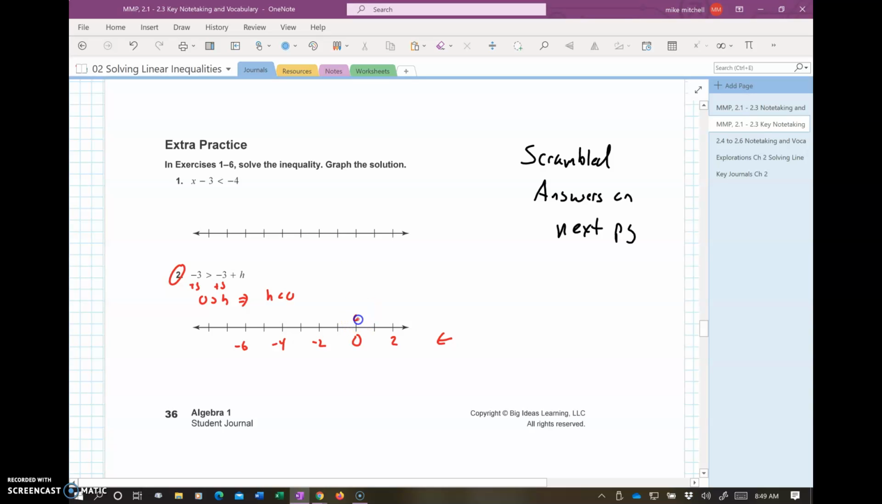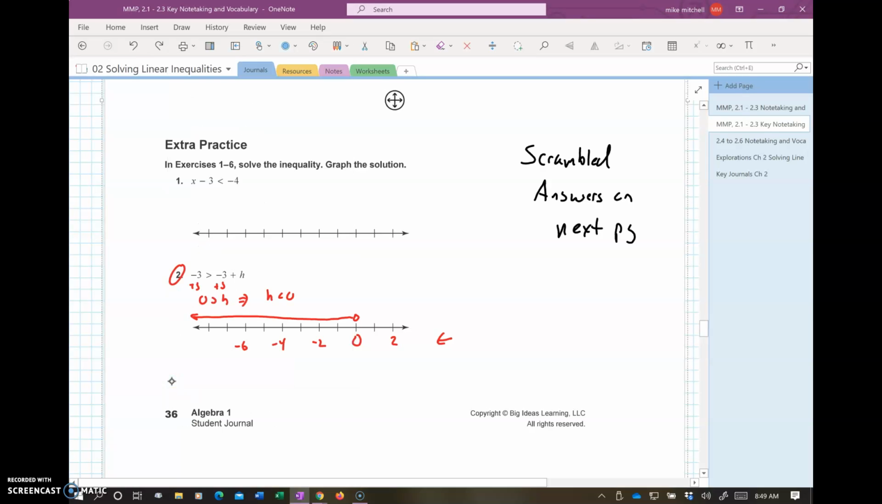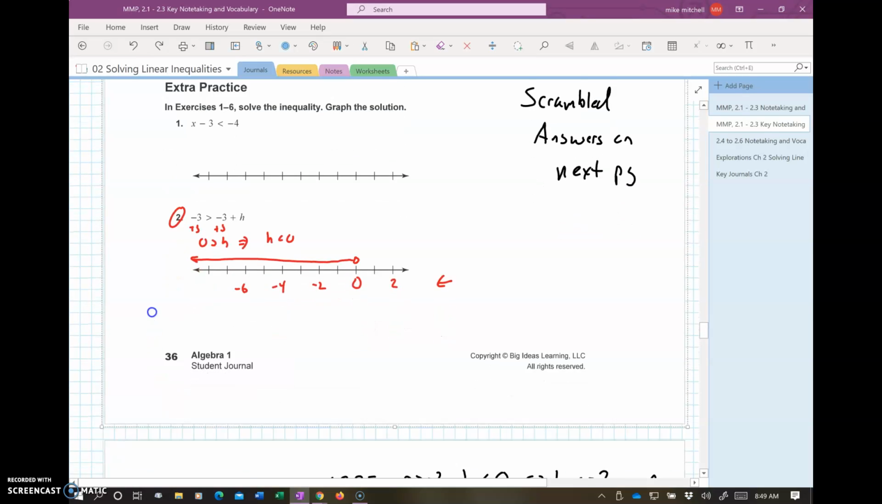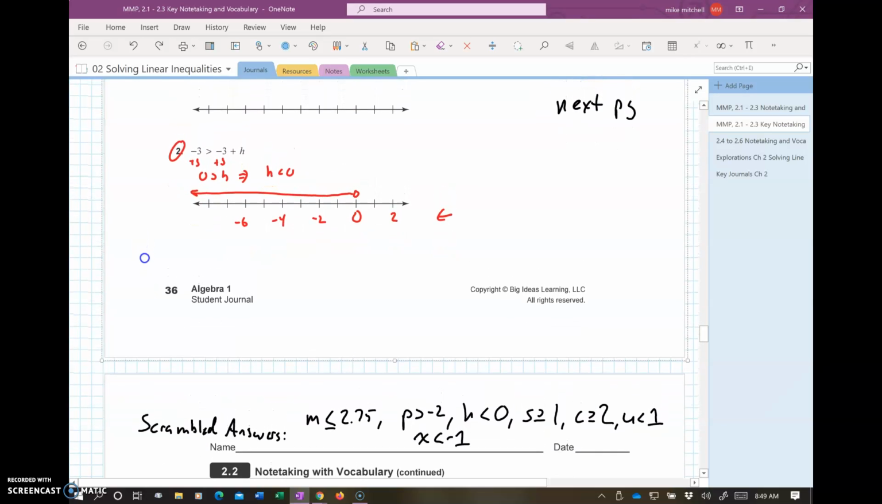Less than, that's open. It's going off here to the left. I don't graph it down here because if you do that in pencil, it's kind of hard to read on your papers. I wouldn't mark that wrong, but I usually do it above the line. Your choice. Make sure it's readable and I can see the answer. Looks like I got scrambled answers on the next page. I just have them. I don't have the graphs.